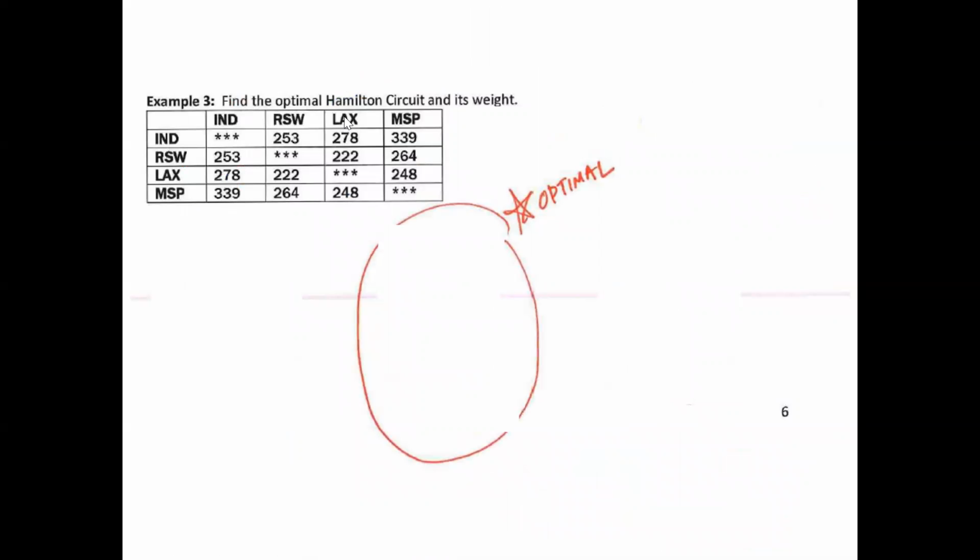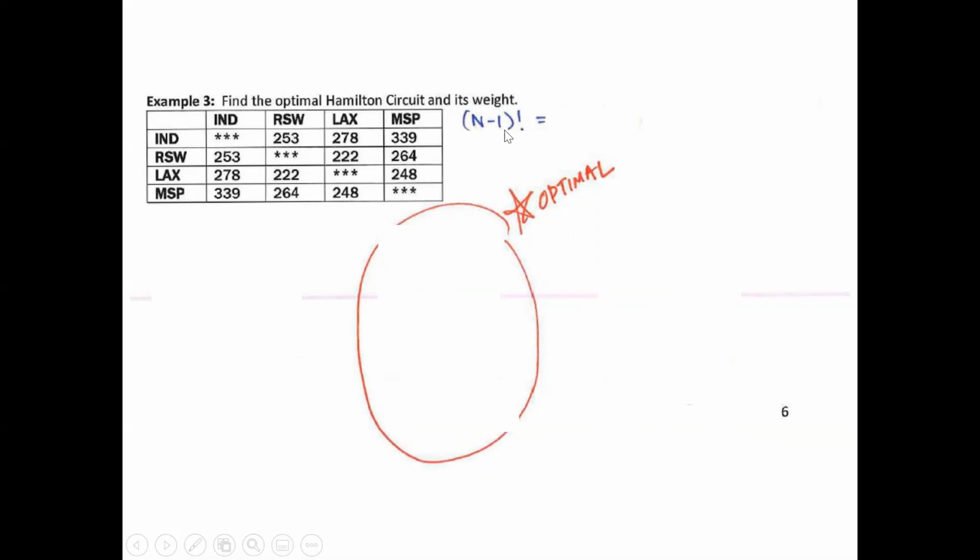All right, let's go ahead and look at example 3. Find the optimal Hamilton circuits and its weight. And so here you have Indiana, LAX, MSP, and RSW. These are all airports. I don't know what RSW is. LAX, I definitely know it's in Los Angeles, but the rest of them, I'm not quite sure. But let's go ahead and take a look at them.